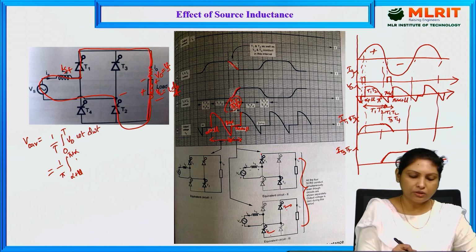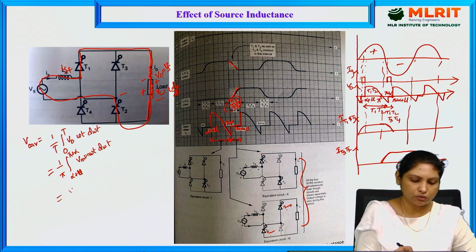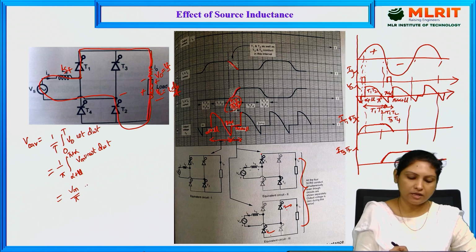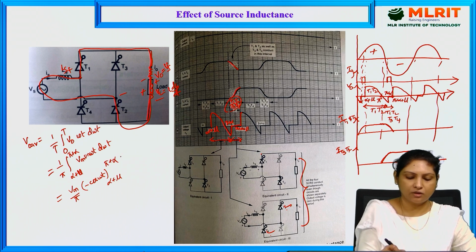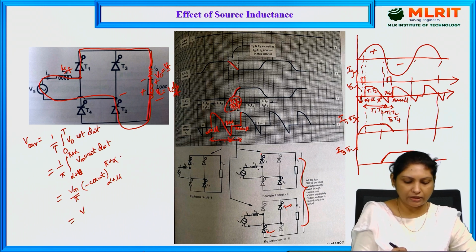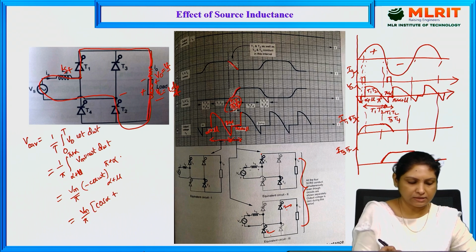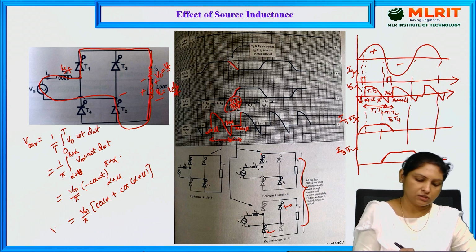Where V naught is equal to Vm sine omega t d omega t, and bringing the constant out, Vm by pi, and integration of sine is minus cos omega t, from alpha plus mu to pi plus alpha, and if you substitute, we get Vm by pi times cos alpha plus cos alpha plus mu. This is the V naught average expression.